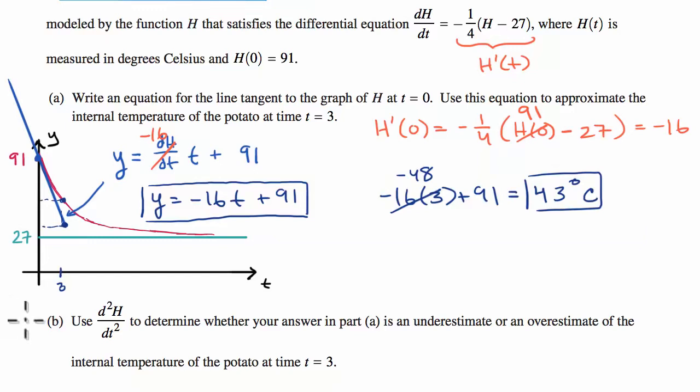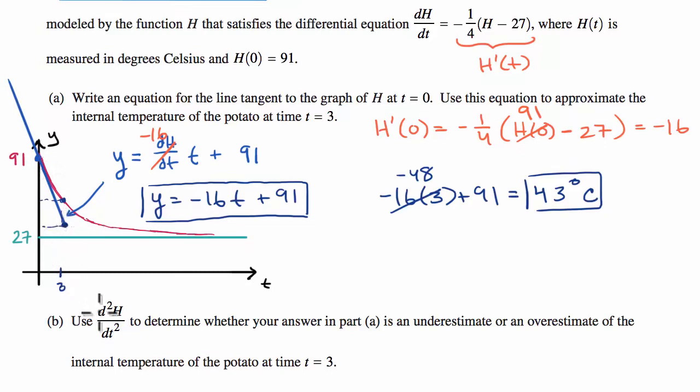We're now going to tackle part B of the potato problem, and it says use the second derivative of h with respect to time to determine whether your answer in part A is an underestimate or an overestimate of the internal temperature of the potato at time t is equal to 3. So in part A, we found the equation of the tangent line at time equals 0, and we used that to estimate what our internal temperature would be at time is equal to 3.